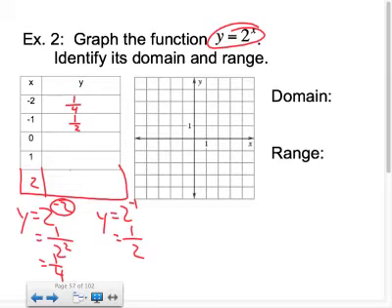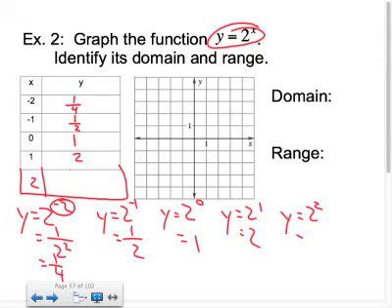When it's 0, y equals 2 to the 0. Anything to the 0 we know is just 1. When it's 1, y equals 2 to the first, that's just 2. And finally, y equals 2 to the second, which is just 4. And so I can plot my points.